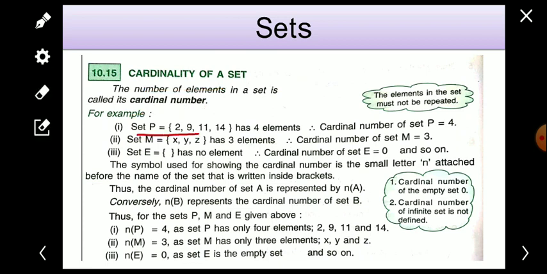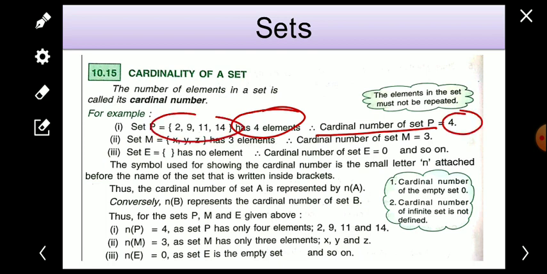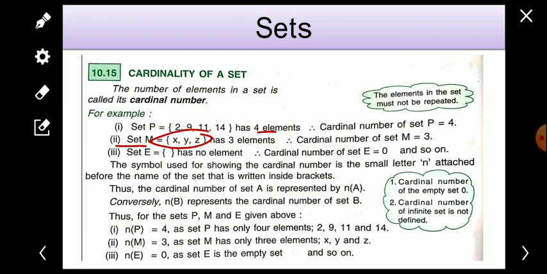Suppose that P is the set of 2, 9, 11 and 14. So here it has 4 elements. So the cardinal number of set P is 4. Why? It has 4 elements, and the number of elements is the cardinal number only. If we talk about the set M, then it is the set of X, Y and Z. It has 3 elements. It means the cardinal number is 3. So like this we can find out the cardinal number.